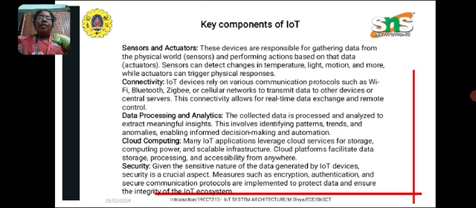Security. Given the sensitive nature of data generated by IoT, security is a crucial aspect. Measures such as encryption, authentication, and secure communication protocols are implemented to protect data and ensure the integrity of the IoT ecosystem.